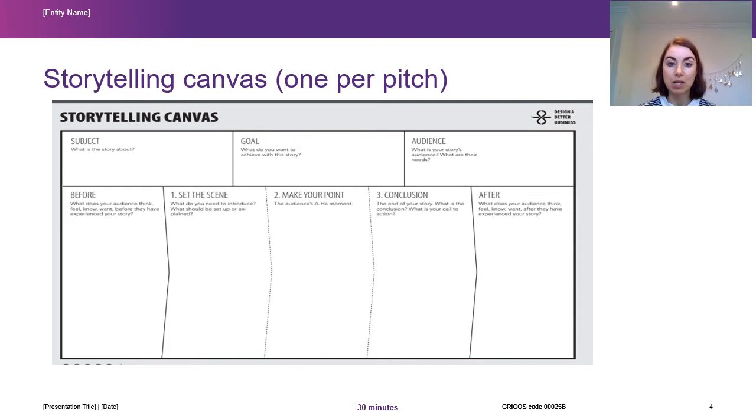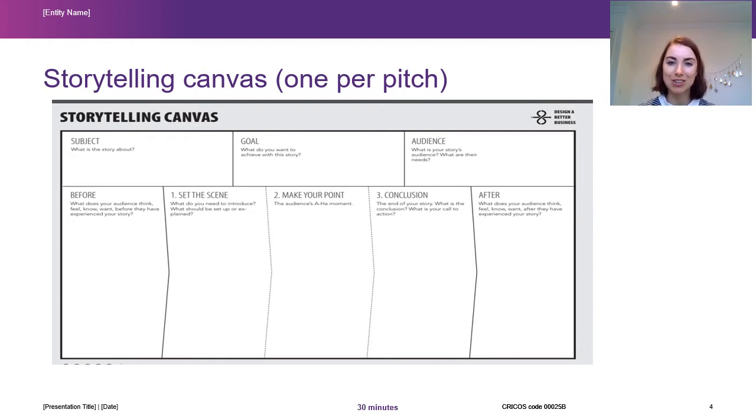First, think about your subject, your goal, and your audience, and then break it down into these five steps: before, scene, make your point, conclusion, and after, to allow you to structure your message very clearly, to make sure that you understand when you have to highlight and introduce new concepts and when you just have to repeat, when you have to have a punchy wrap-up line or call to action sentence, and when you can introduce a nice, involving, captivating story.